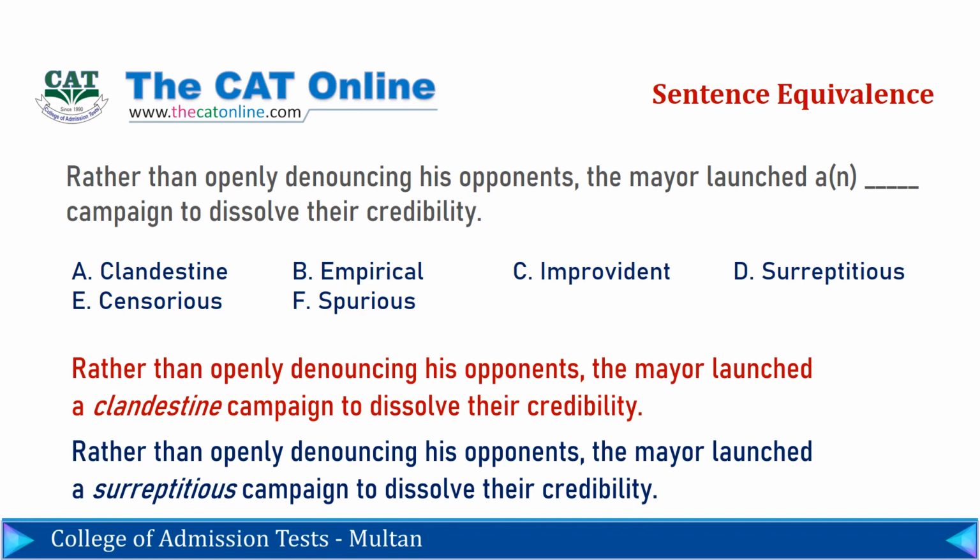You might argue that the campaign could also be spurious, or false. That's true, and spurious plausibly works in the sentence, but there isn't any other word in the answer choices that would fit with spurious to create a sentence equivalent in meaning. And besides, there are no clues in the sentence to suggest spurious as the answer, so surreptitious and clandestine fit better.